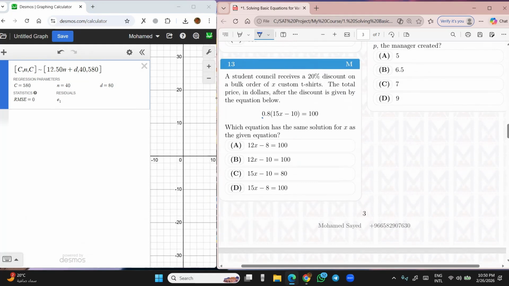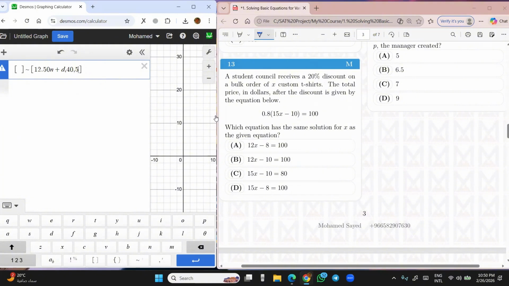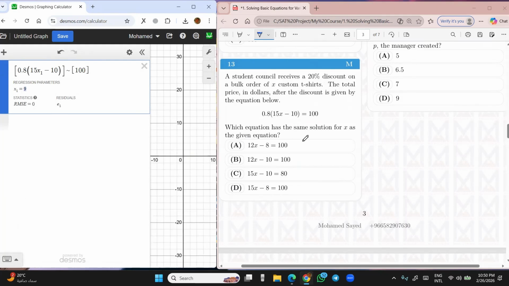So just write this on Desmos, the left side and the right side. And when I say the left side, I mean everything at the left of this equal sign. So here we write 0.8. We need to remove everything inside these square brackets and start on the left, writing 0.8 and then open and close the parentheses. 15x, just write x1, and then minus 10. And on the right, we need to write 100. And then we need to get the value of x. The x is equal to 9. But here we are not asked to get the value of x, but we can consider writing every one of these. And if the answer is given as 100, for example, we choose letter A.